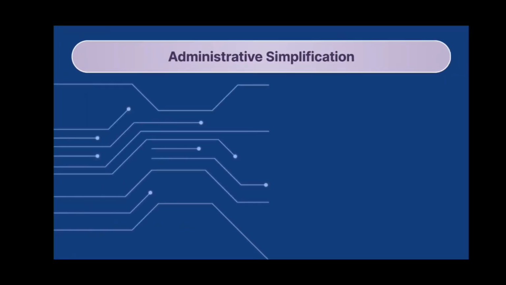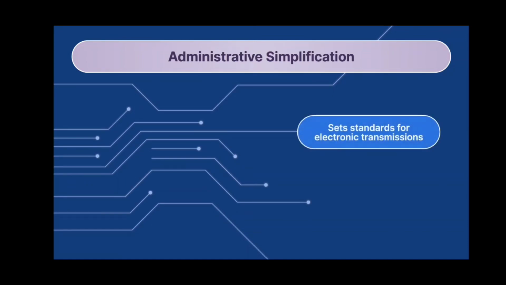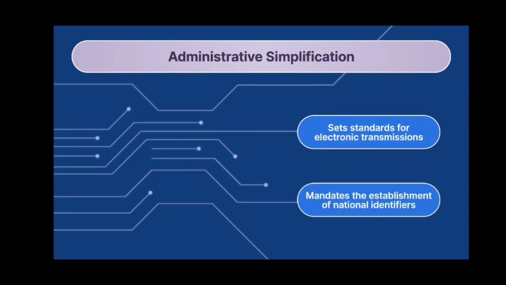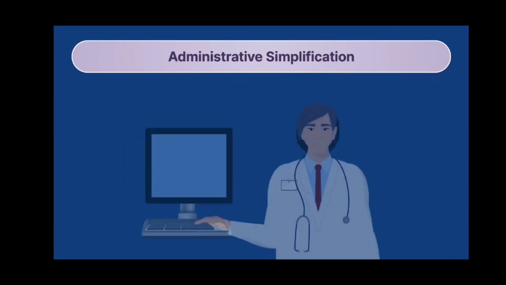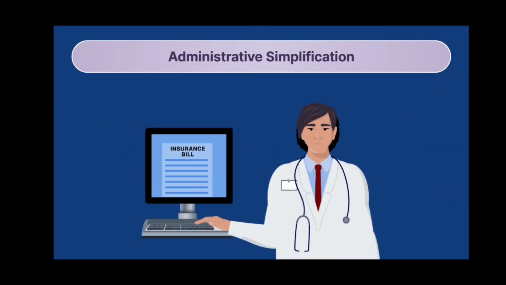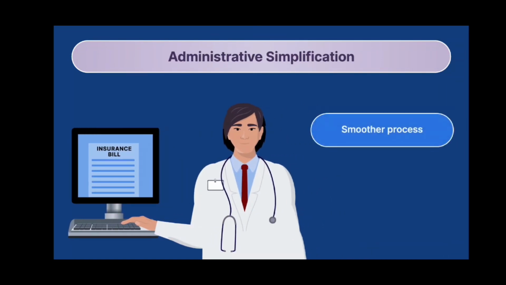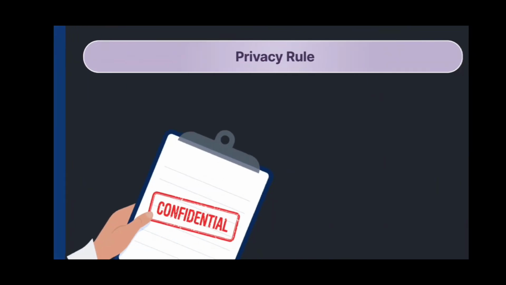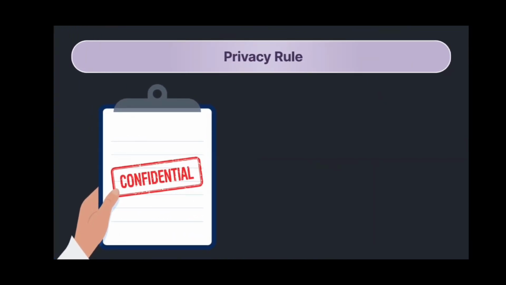The next is the administrative simplification provision, which includes provisions for preventing healthcare fraud and abuse and medical liability reform. This section of HIPAA sets standards for the electronic transmission of financial and administrative transactions and mandates the establishment of national identifiers for providers, health insurance plans, and employers. When Dr. Smith bills an insurance company, he uses a standardized electronic format. This makes the transaction process smoother and reduces errors. The remaining provisions of HIPAA are referred to as rules.